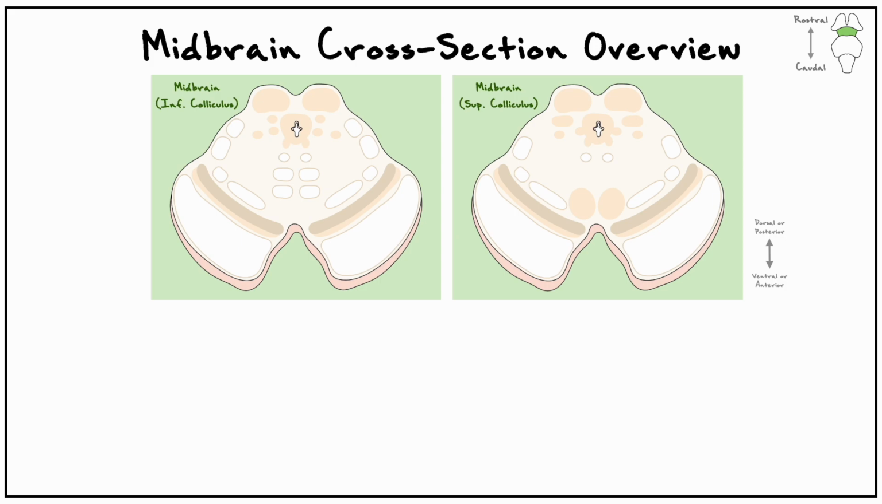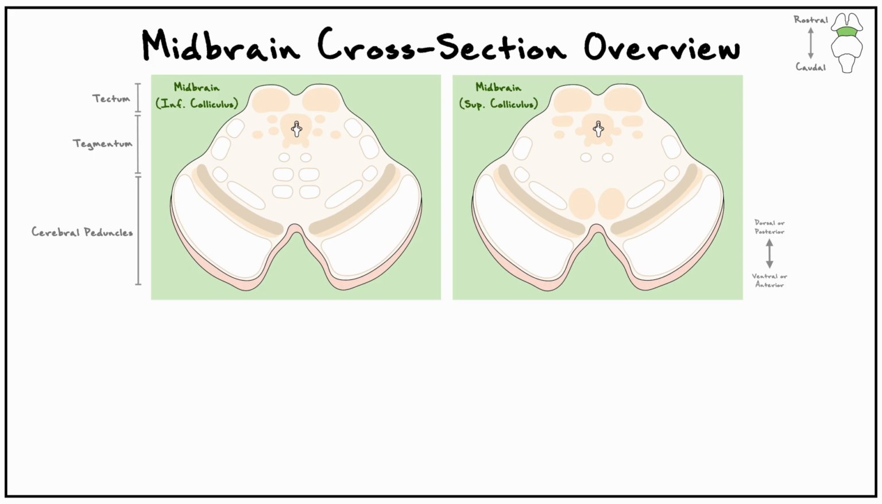The midbrain is generally divided into three distinct sections. The most dorsal or posterior section is called the tectum, and it corresponds to the combined regions of the inferior and superior colliculi. The most ventral section is called the cerebral peduncles, and the region in between the tectum and the cerebral peduncles is called the tegmentum.